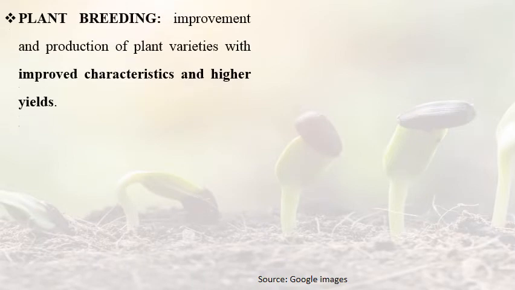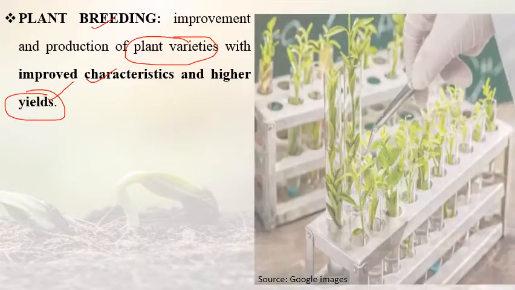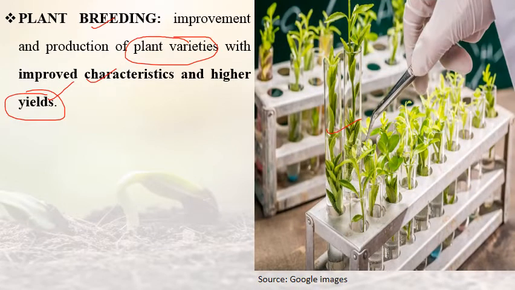The next branch of economic botany is plant breeding. In this branch, we improve and produce various plant varieties with improved characteristics and high yields. So it is a scientific way to improve plants, by which we enhance yield and also enhance disease resistance. So this branch is known as plant breeding.